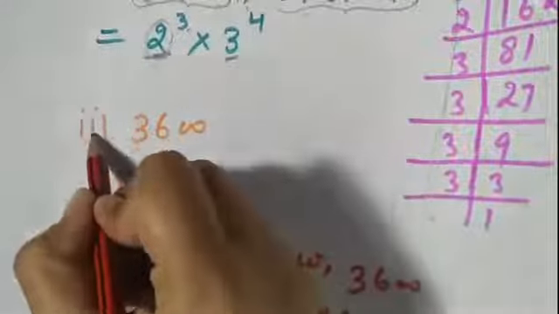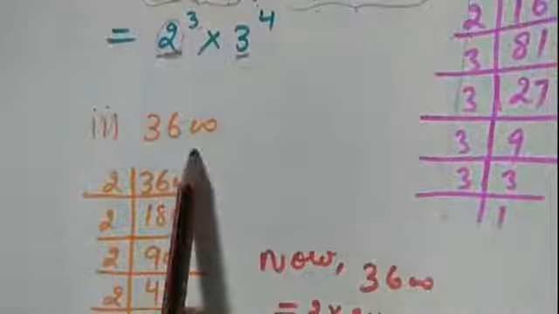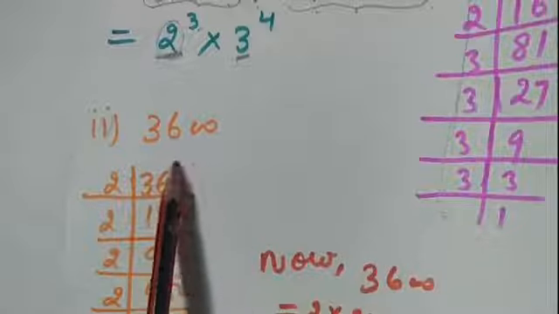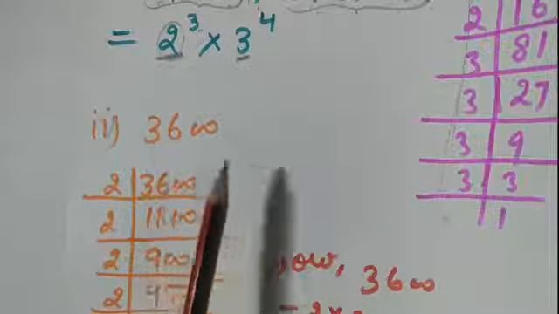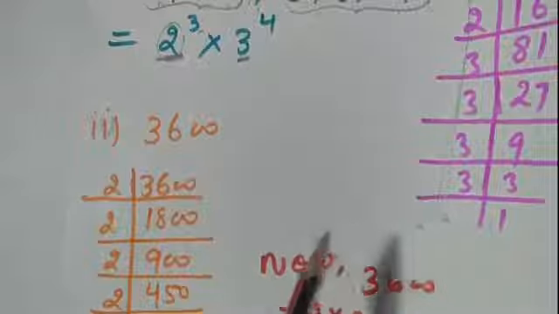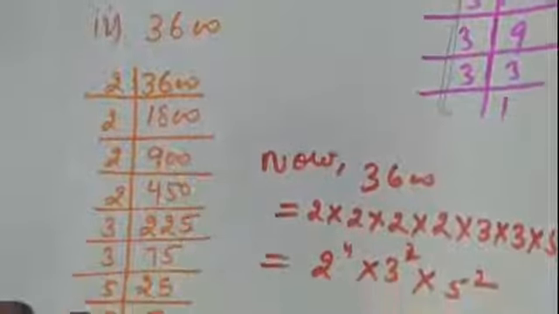Sorry, this is part number 4. So one more part, that is part 4. I am taking 3600. We have to express this number as a product of powers of their prime factors. So first I will take the prime factorization of this.